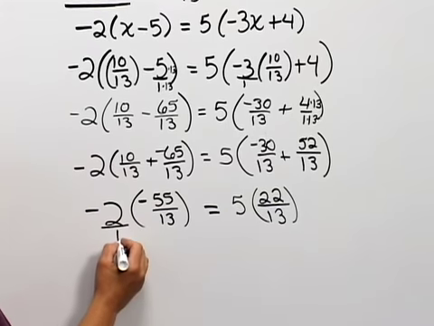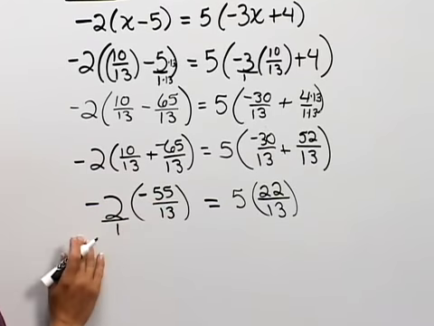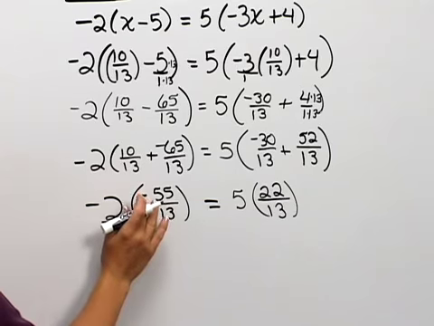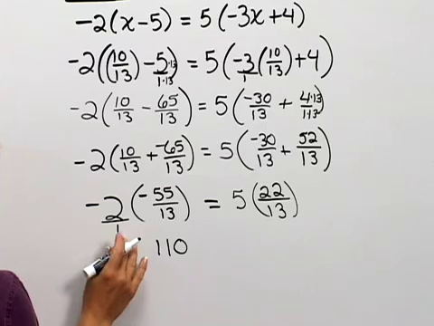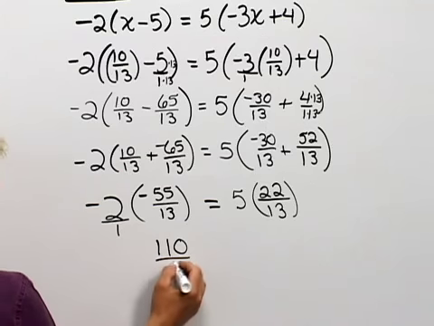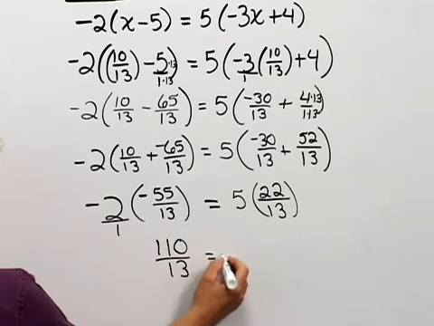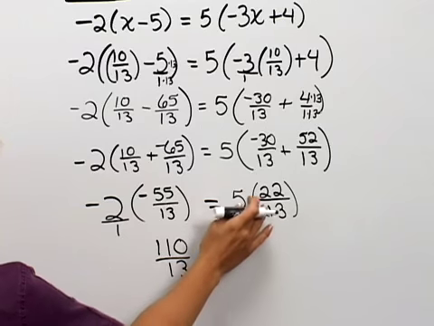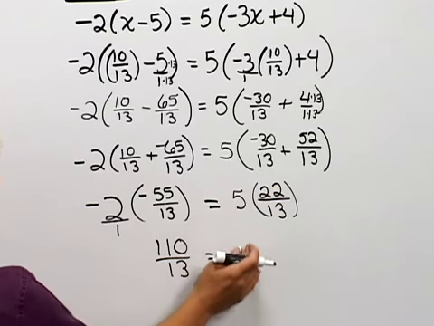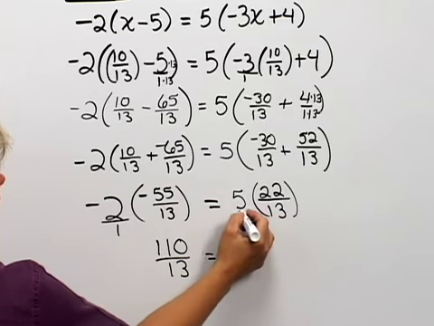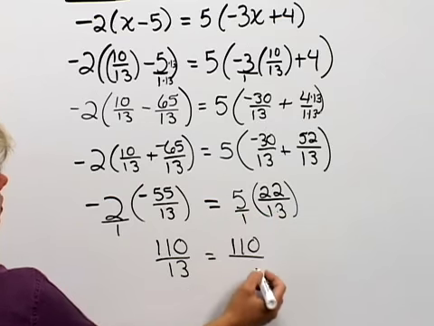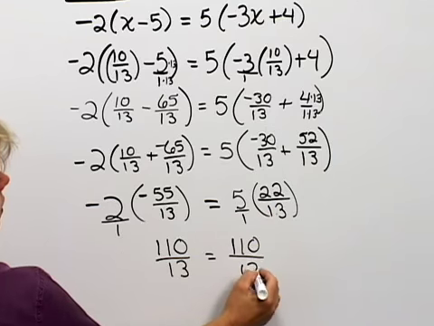This is negative 2 over 1, multiplying straight across. Negative 2 times negative 55 is positive 110. 1 times 13 is 13. On this side, 5 times 22 is 110. The denominator stays the same because 1 times 13 is 13.